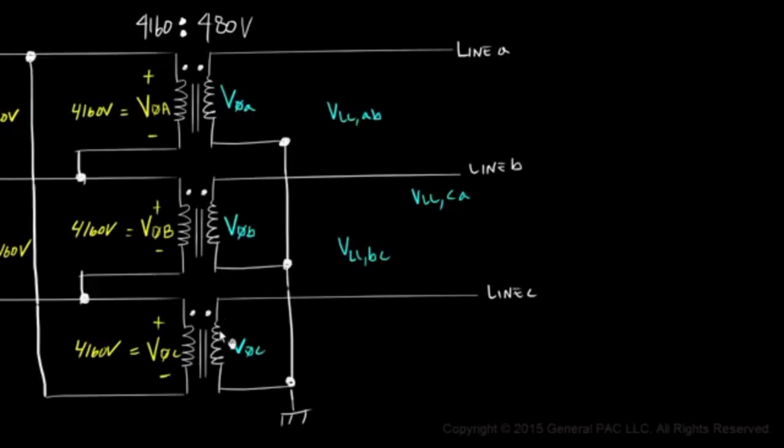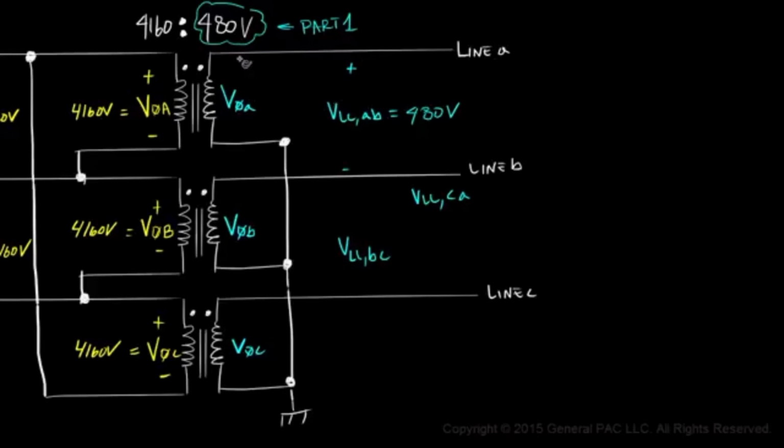Only the secondary windings are connected in Y. If you measure across line A and line B, we should expect 480 volts for the line-to-line voltage. Again, this is the voltage that we defined in part 1.